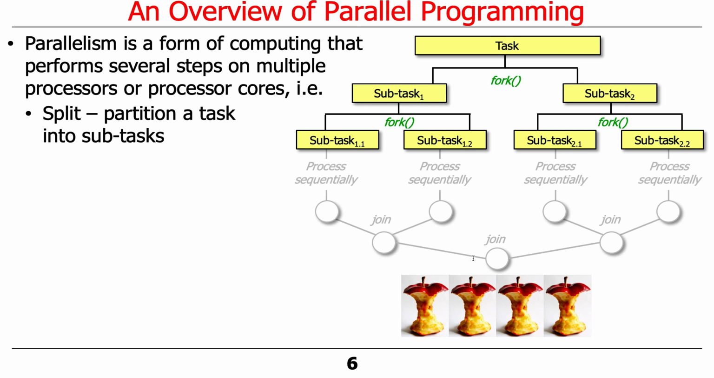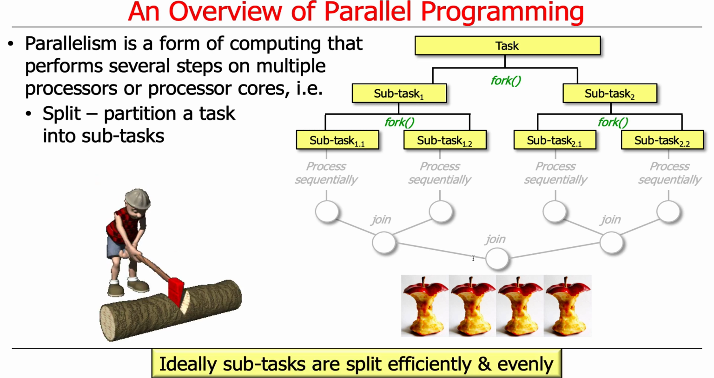Step one is the splitting step or the splitting phase, which takes a big task and partitions it, or splits it up, into a bunch of subtasks. Ideally, these tasks are split evenly and efficiently. If it all goes well, we really like to split these things in half. The reason we want to split things in half, wherever possible, is you end up with a very nice balanced tree of splits, which is never more than log n deep if you always split everything in half.